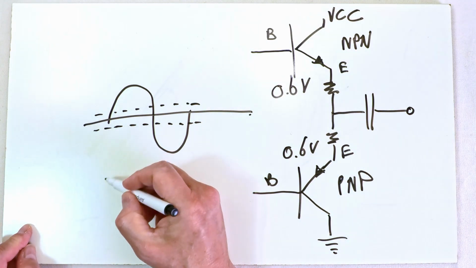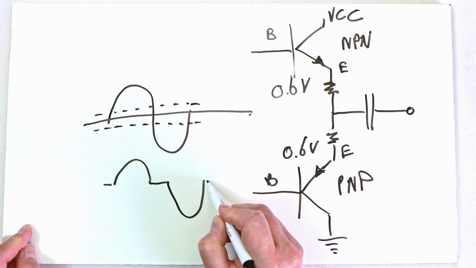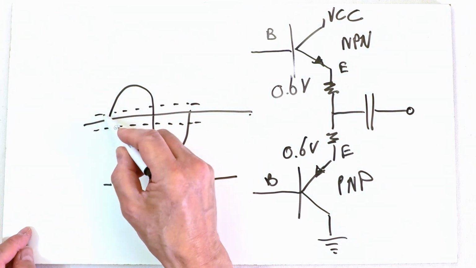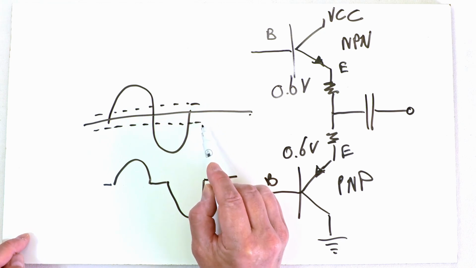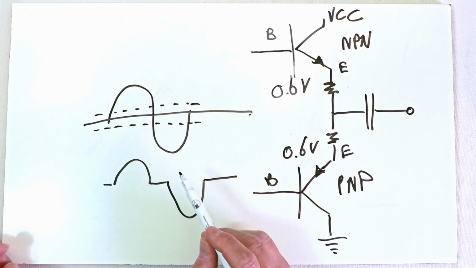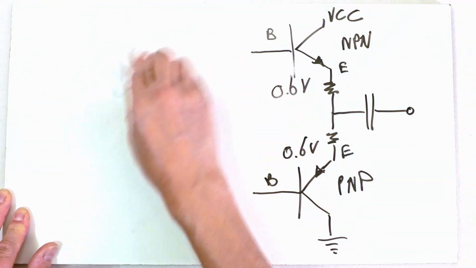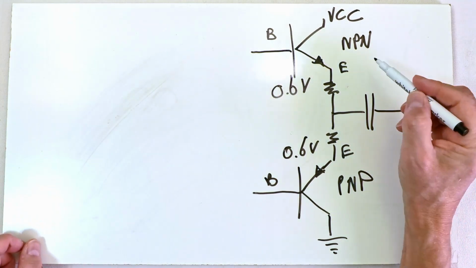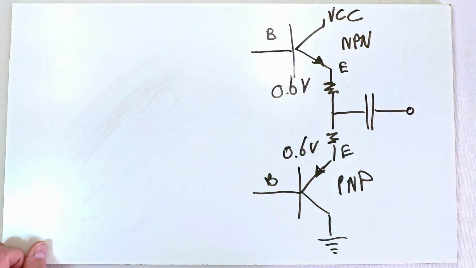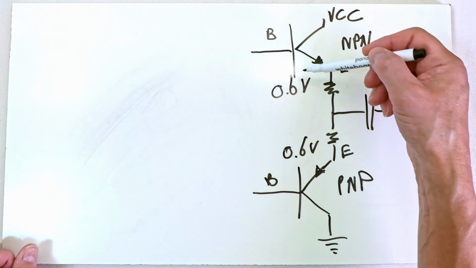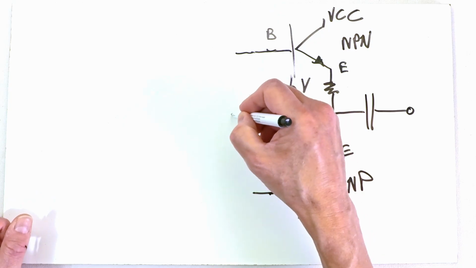So the output will look like this, just what we saw on the oscilloscope, where the part between the 0.6 and the minus 0.6 is not amplified at all. So we have to come up with a solution to create a nice handover point at which both the NPN transistor and the PNP transistor are switched on slightly at the handover point. So there is no crossover distortion.